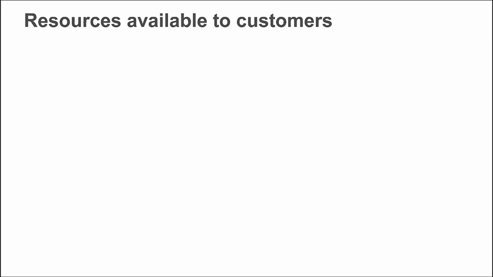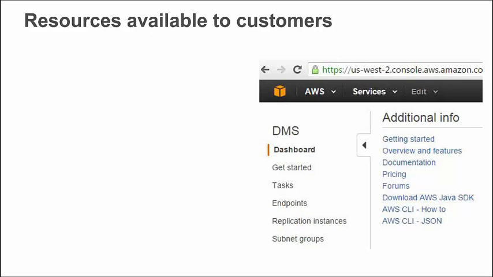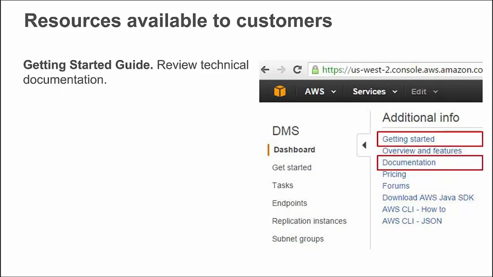Let's review the resources available to customers. A great entry point for these resources is the DMS dashboard. Navigate to and find the additional info panel on the dashboard. That panel contains many useful links. Let's review them. If you just want to learn about the service, use the Getting Started guide. We also have deeper technical documentation available, so you can review that after you start with the Getting Started guide.